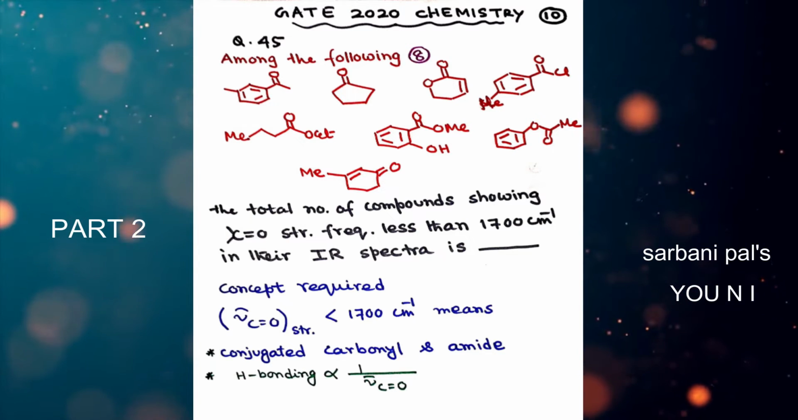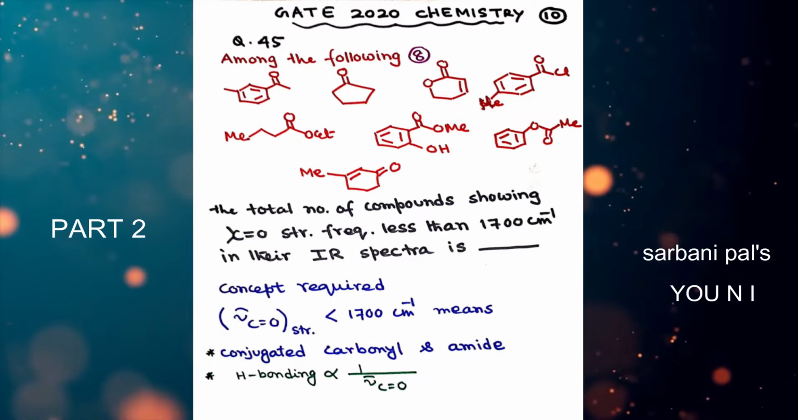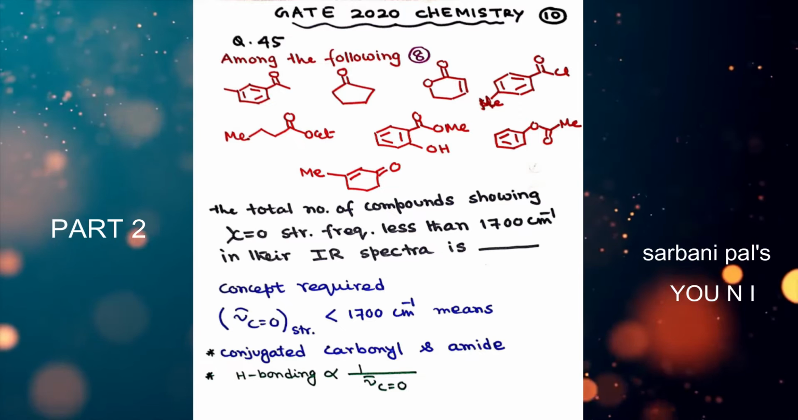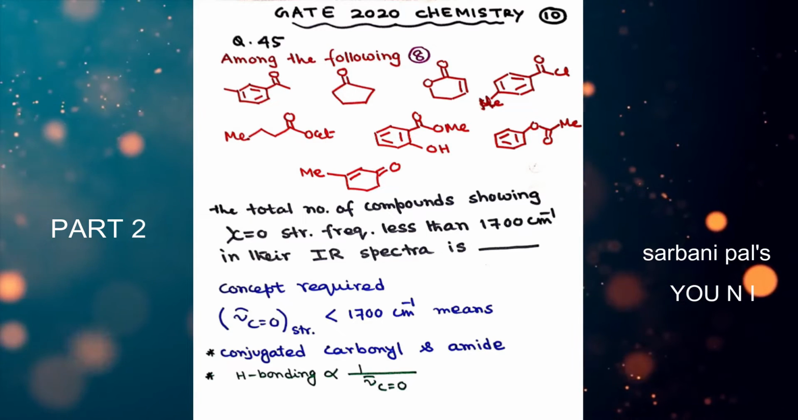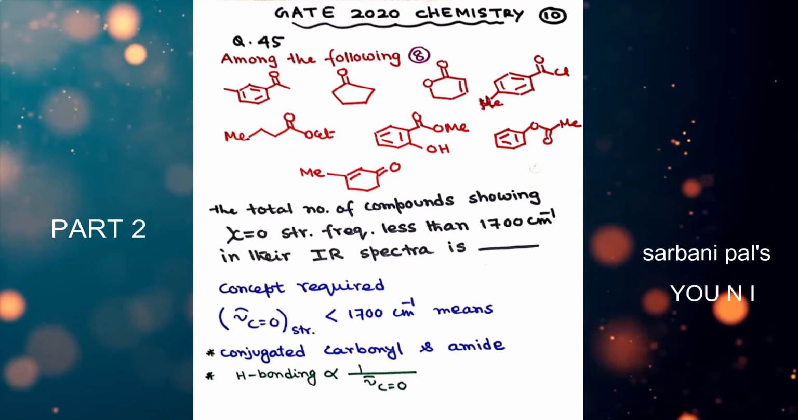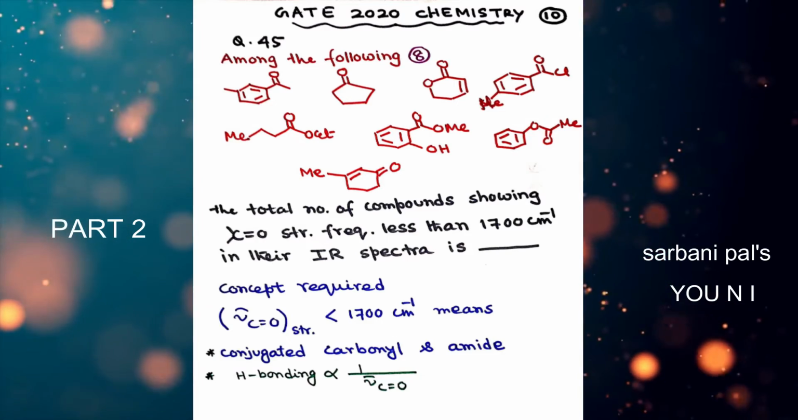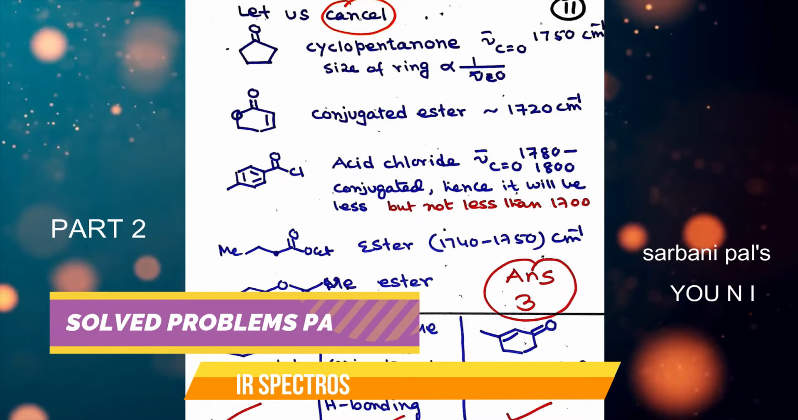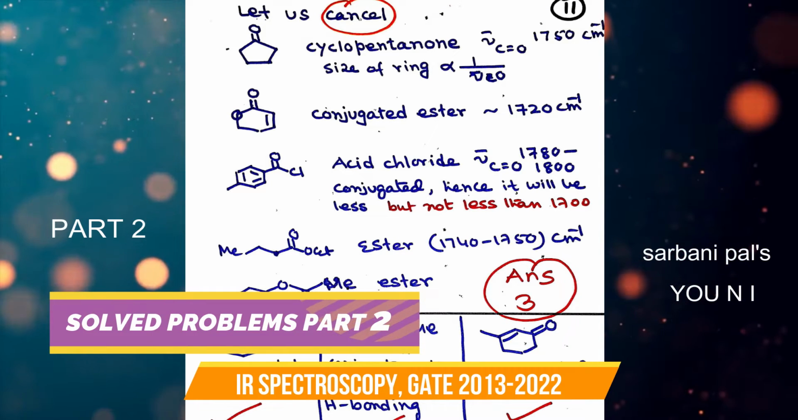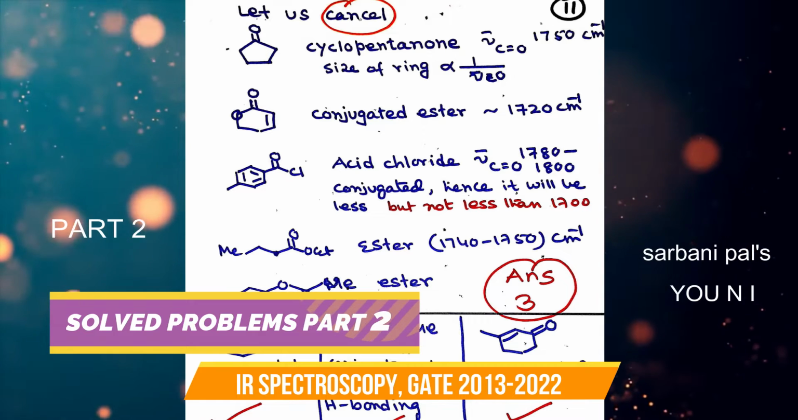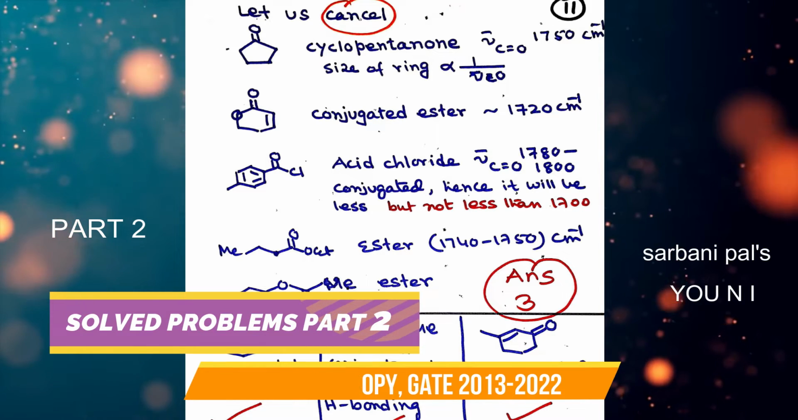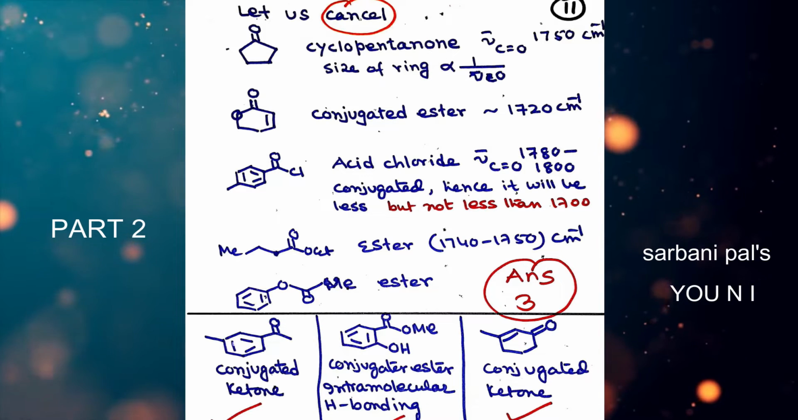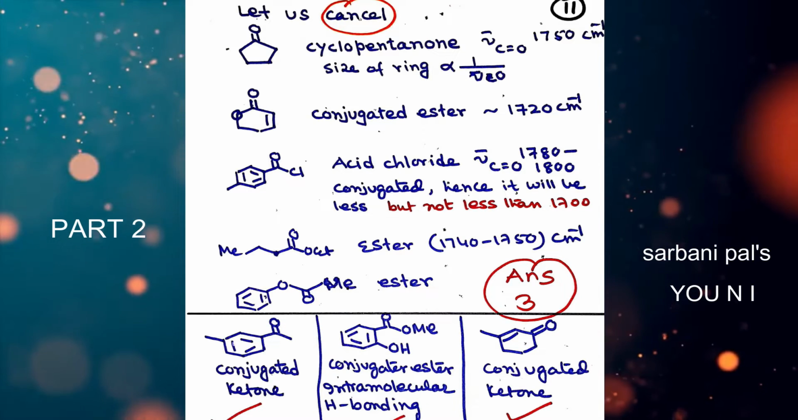These 3 factors we have to take into consideration, and we have to apply all these 3 into the given 8 structures in order to understand which structures will show below 1700 centimeter inverse C double bond O stretching frequency. Now let us try to cancel few structures out of 8. Now I would like to cancel 5 structures out of 8. Now let us see based on how we are cancelling.